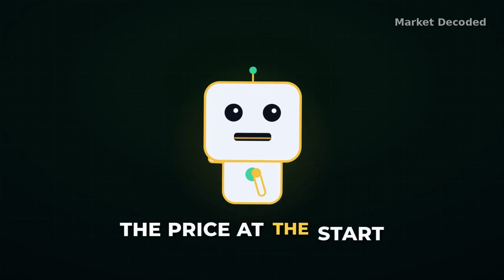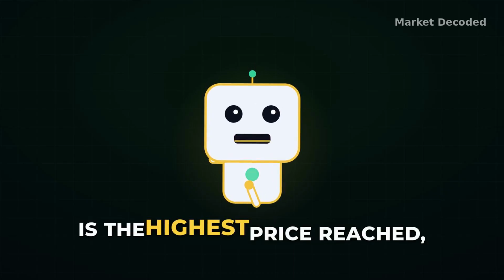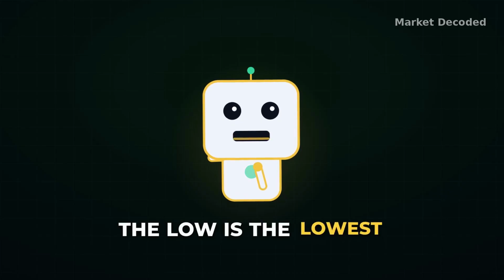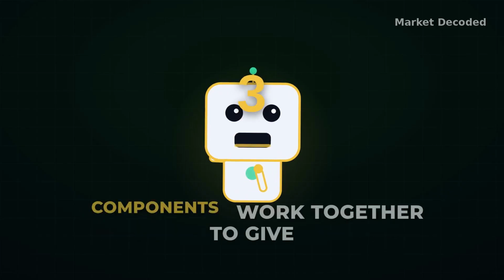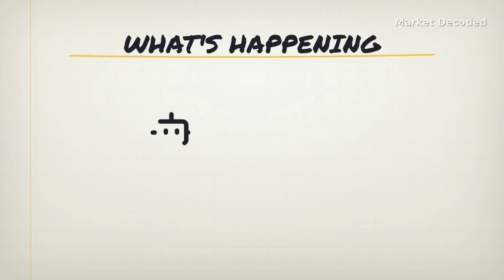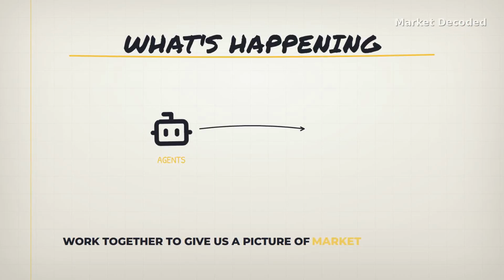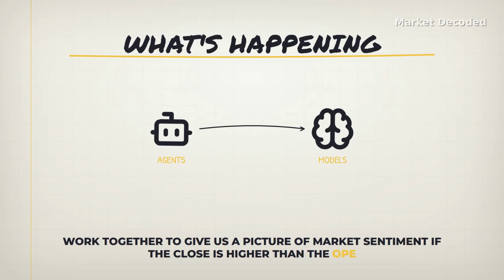The open is the price at the start of the period. The high is the highest price reached. The low is the lowest price. And the close is the price at the end of the period. These four components work together to give us a picture of market sentiment. If the close is higher than the open, it's like a pulse is getting stronger, indicating buying pressure.